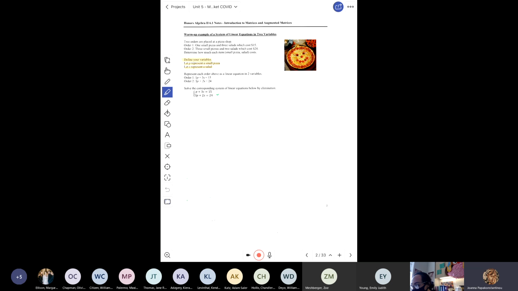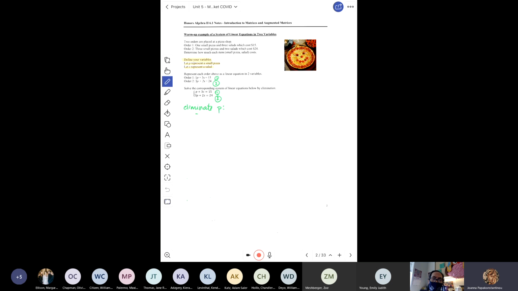Then we're going to represent each order as an equation. So order 1: 1P, 1 pizza plus 3 salads equals $15. Order 2: 3 pizzas, 2 salads equaling $24. So at that point, I now have my system of 2 equations and 2 unknowns, equation 1 and equation 2. So I represent that as a system, 2 equations taken simultaneously, and perhaps you would use the elimination method to solve this system. So when you're taking a test, I expect you to tell me all of your steps. So my first step would be to eliminate P.